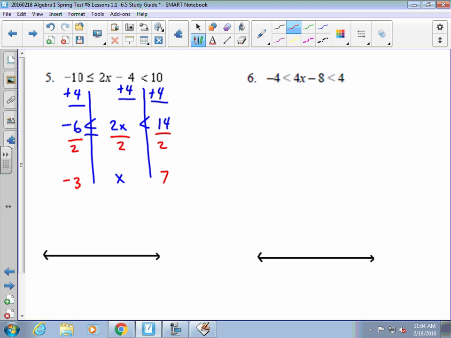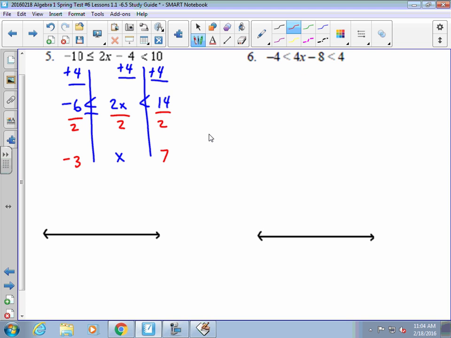We divided by positive numbers, so again, you only multiply and divide by a negative number. That's the only time you change the signs or reverse them. So we'll leave less than or equal to, and we'll leave less than right here. So this is your solved inequality. Negative 3 is less than or equal to x, and less than 7.